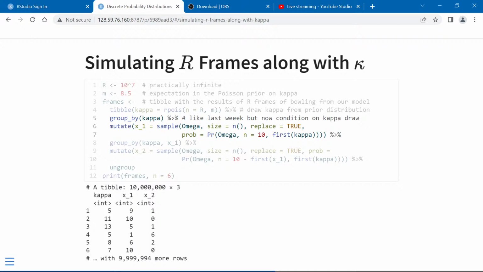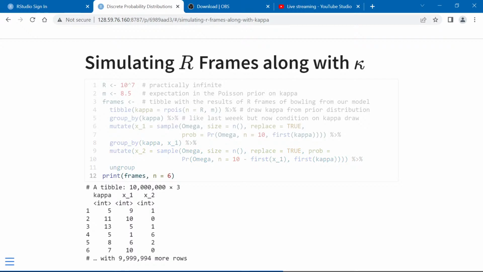And I can do that for all values of kappa to fill up my x1 column in this tibble of frames of bowling. I can then group by both kappa, the realized value of kappa, and the realized value of x1, which is going to be more groups, but it's still a very finite number of those. And I can do like we did last week to create x2, the column of number of pins knocked down on the second roll of the frame of bowling, with replacement and whatnot, given that 10 minus x1 pins were available to be knocked down, and again conditioning on the realized value of kappa that was obtained in that frame by drawing from the Poisson prior.